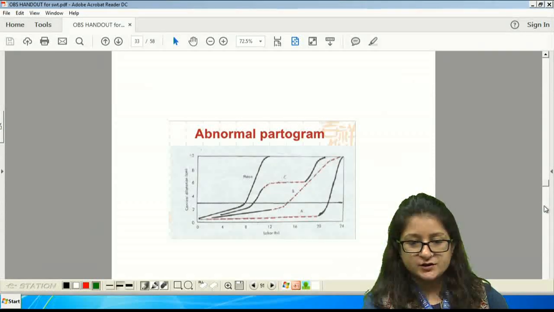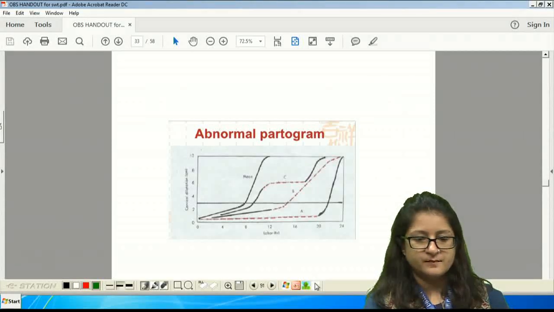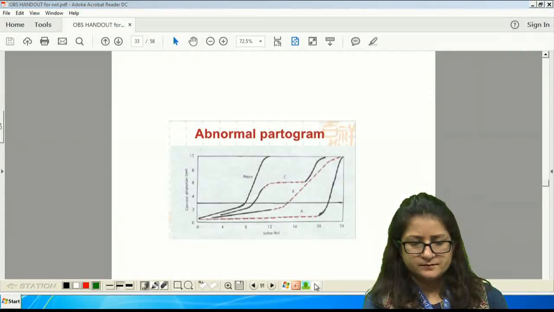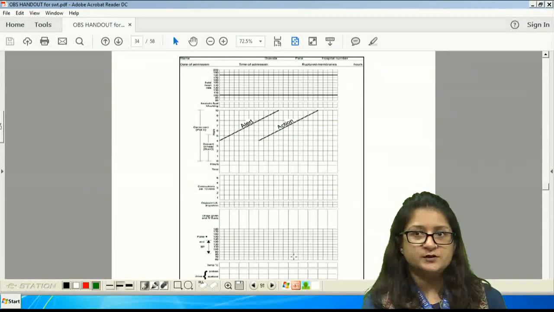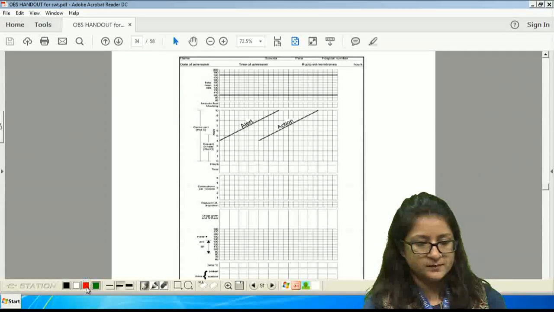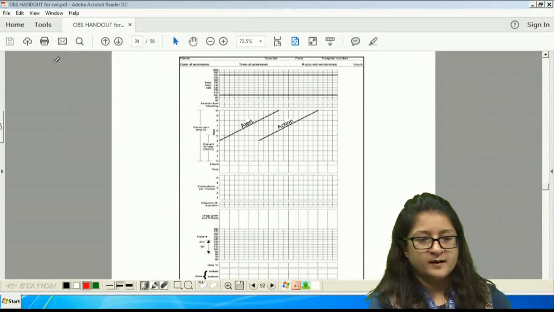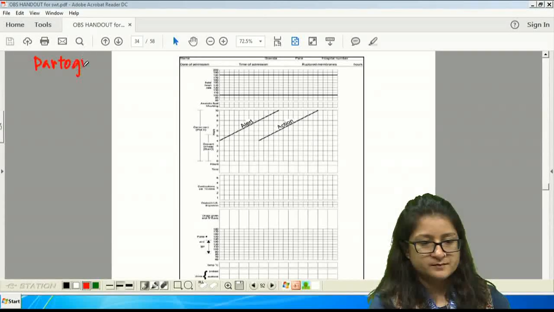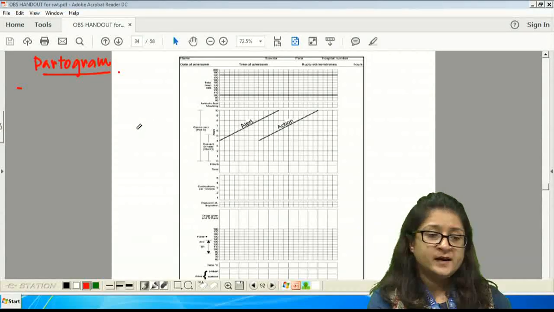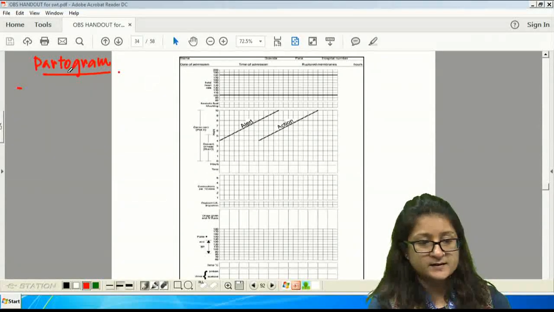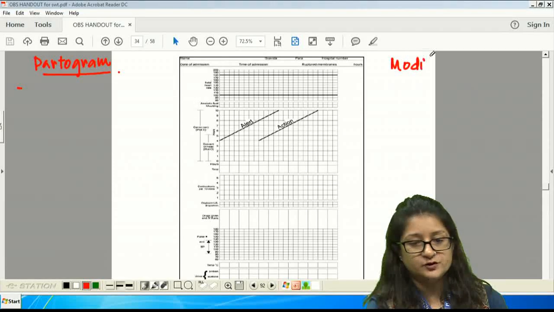Now we will come to the discussion of the partogram. Let us discuss the partogram in brief here. What I want you to remember about the partogram is, first of all, that it is given by WHO, which is the modified WHO partogram.